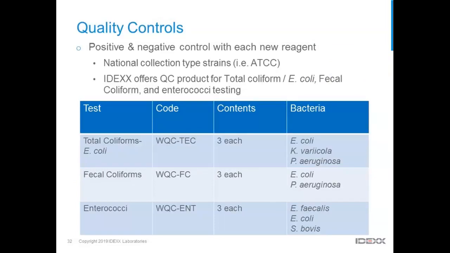So here we have ones for our TCEC, so Coliforms and E. coli, and you'd get 3 different bacteria. You get an E. coli positive, you get a Coliform positive with Klebsiella variicola, and then a non-target with Pseudomonas aeruginosa. For Fecal Coliform, once again, you get E. coli and Pseudomonas, and then for the enterococci kit, you get E. faecalis as your positive control, and then a gram-negative and a gram-positive negative with E. coli and Staphylococcus.